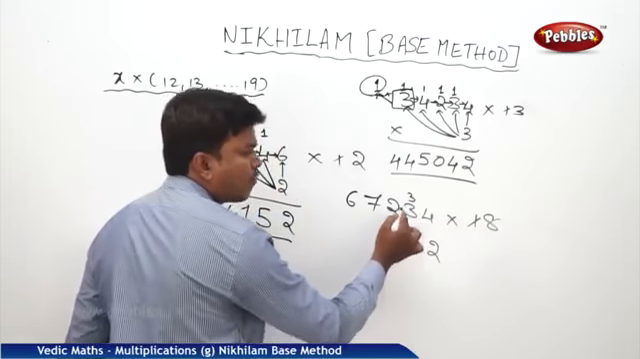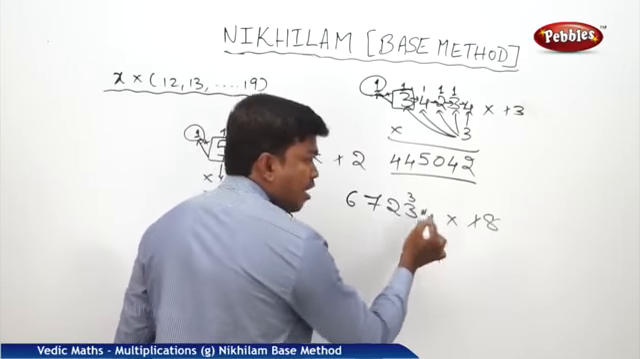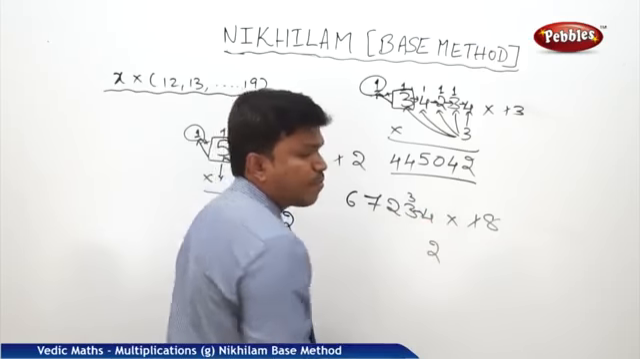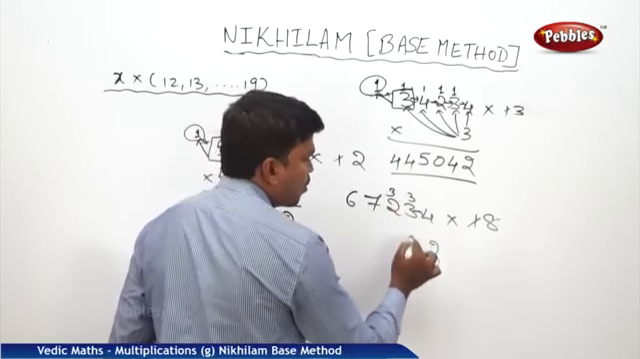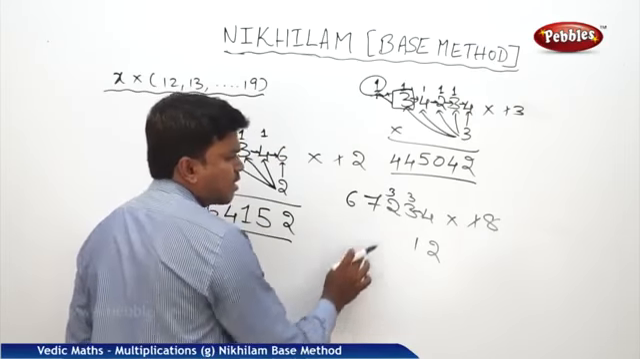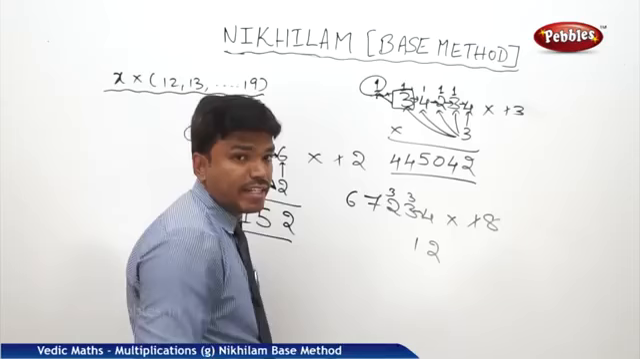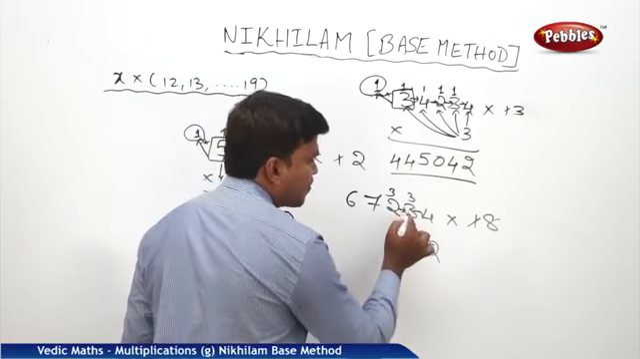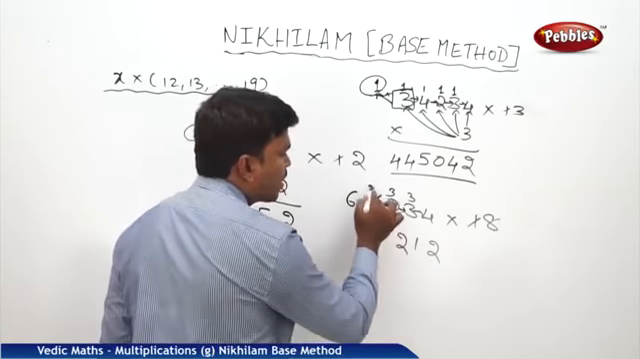8 3s are 24 plus 3, 27. Immediately right side digit. 27 plus 4, 31. So drop 1, carry 3. Now what is 8 2s are 16. 16 plus carry 3, 19. 19 plus right side digit 22. So drop 2, carry 2.